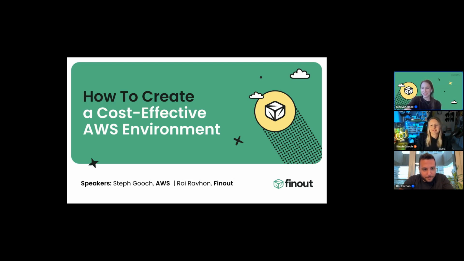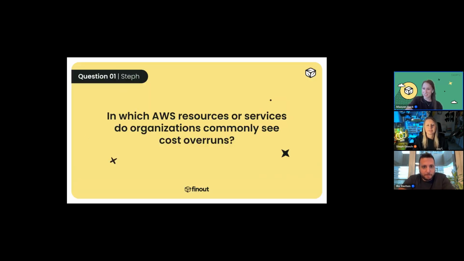Thank you both. Okay, let's start diving into the conversation. And let's start off with Steph. On a high level, we are all very aware of the wide range of services that AWS has. So in which AWS resources or services do organizations commonly see cost overruns?